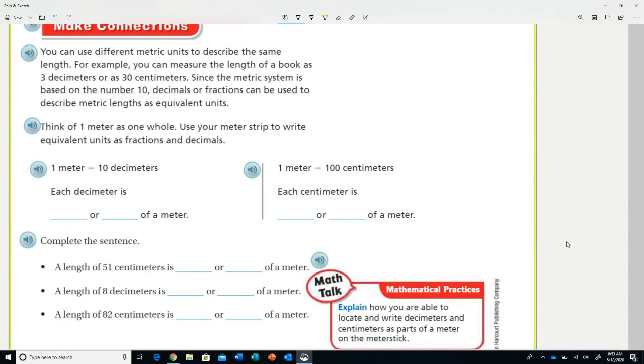Okay. You can use different metric units to describe the same length. For example, you can measure the length of a book as 3 decimeters or 30 centimeters. Since the metric system is based on the number 10, decimals or fractions can be used to describe metric lengths as equivalent units. Think of 1 meter as one whole. You use your meter strip to write equivalent units as fractions and decimals.